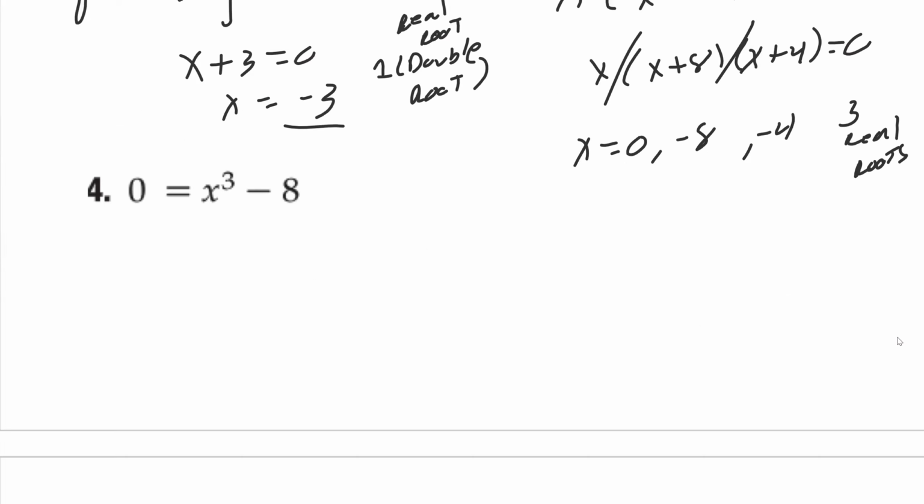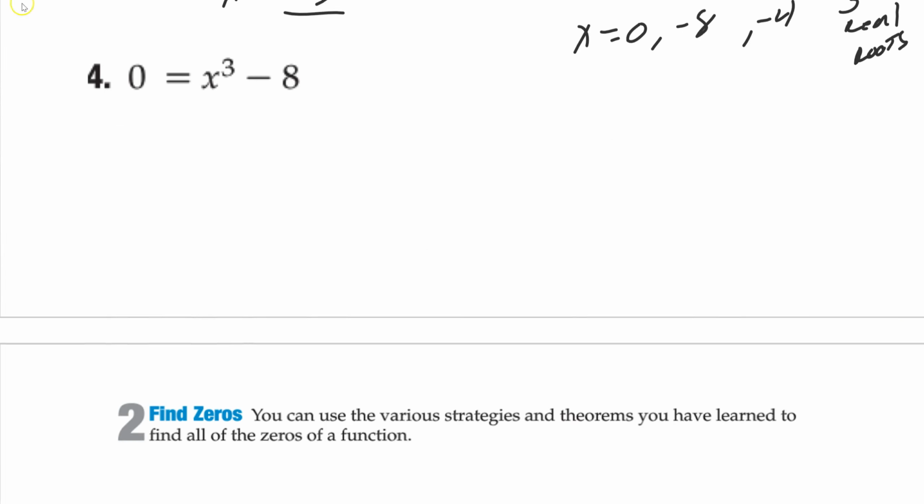Now let's move on to the next one. We talked about a problem like this before. Remember, you can't just solve it normally. If you solve it normally, you get x equals 2. It's only one root. It's not even a double root. It's x to the 4th, x to the 3rd power.